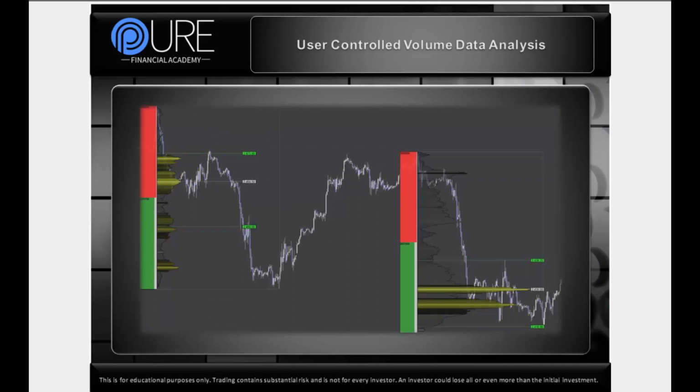Here we have our user-controlled volume analysis. So remember those zones that you were just looking at, those are automated. Those are drawn for you. But we also have what was previously called our power zone, and you can define any area of the chart with this. Okay? This is nothing new. Again, we've had all this for years, but some of you, this is the first time you're seeing it.